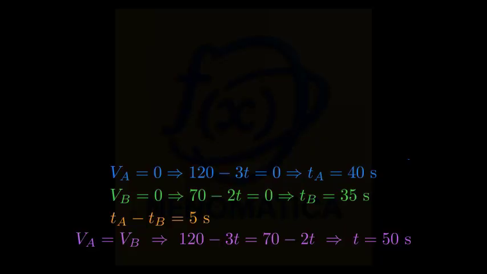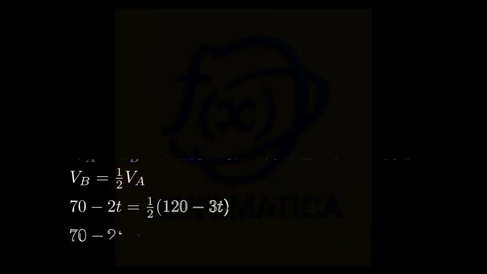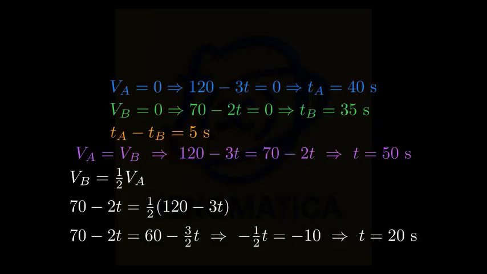Next, check if the volumes are ever equal while both tanks have water. That gives 120 - 3t = 70 - 2t, so t = 50 seconds. But tank B emptied at 35 seconds, so at 50 seconds, B is already 0. Therefore, the volumes are never equal while both contain water.